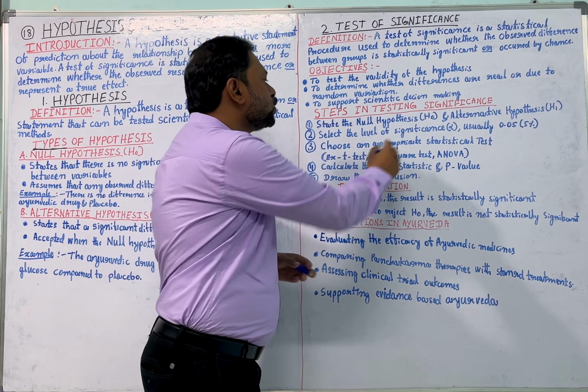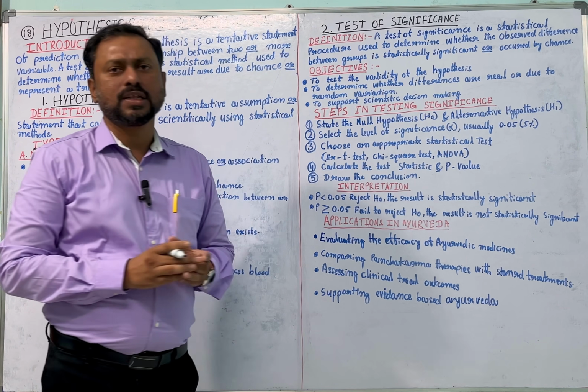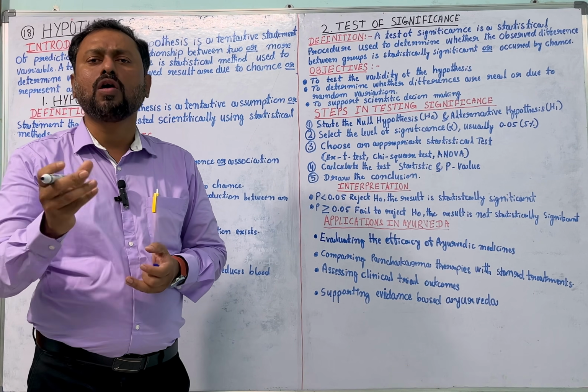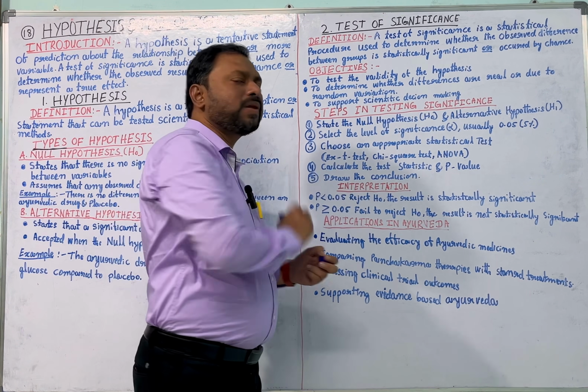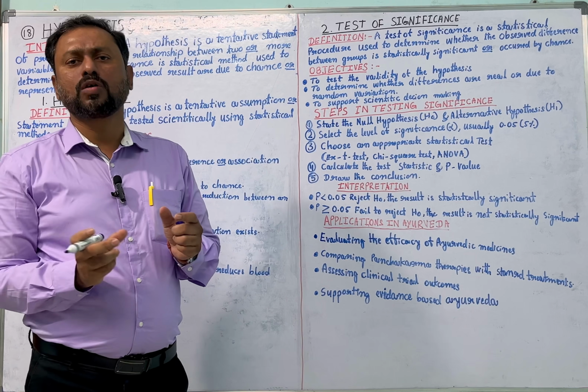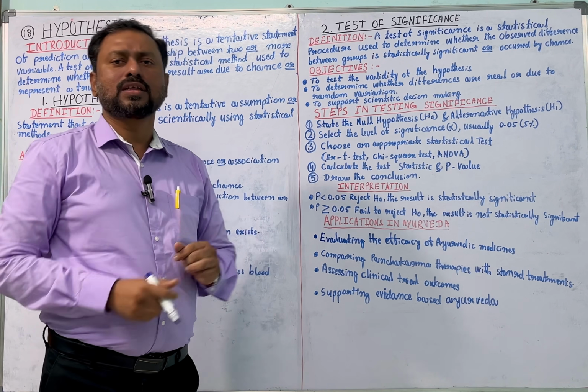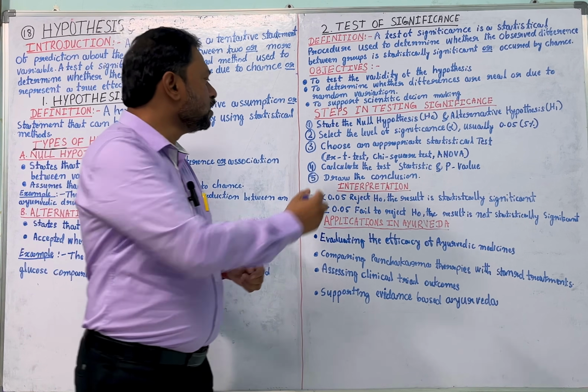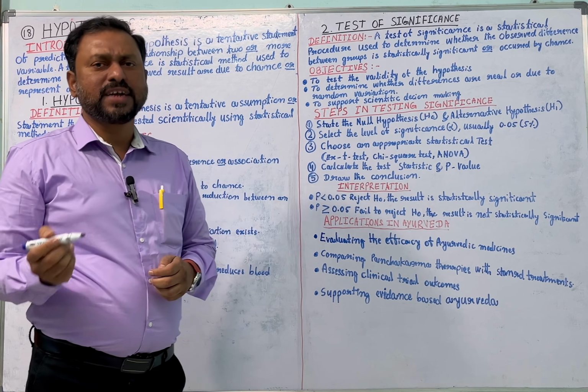The third one, choose an appropriate statistical test. The third step in the test of significance, we have to choose the appropriate statistical test. Which test we have to use to prove the result is due to the effect of medicines or by chance. Okay, here different tests are there.